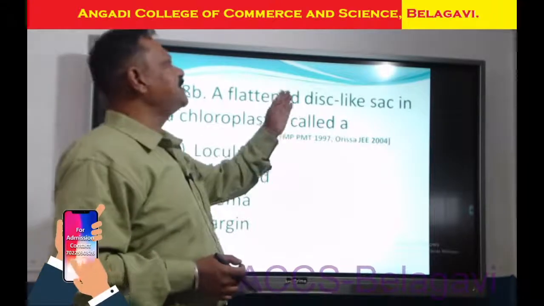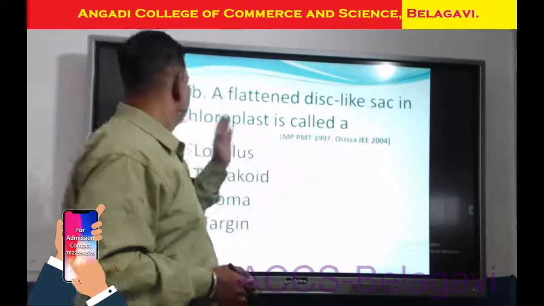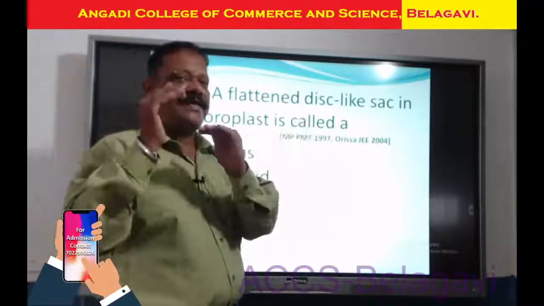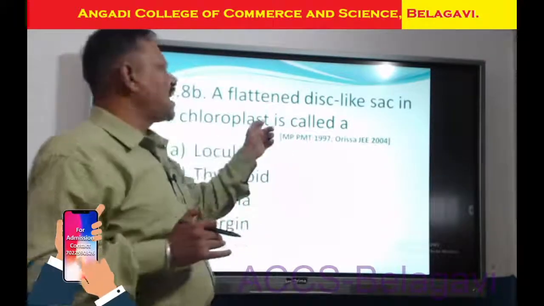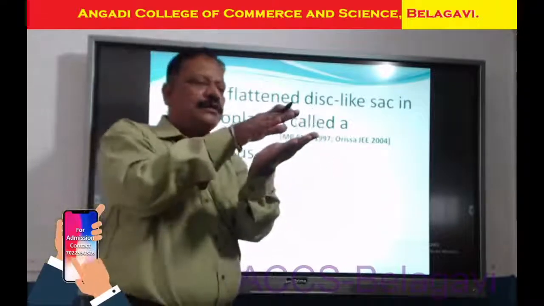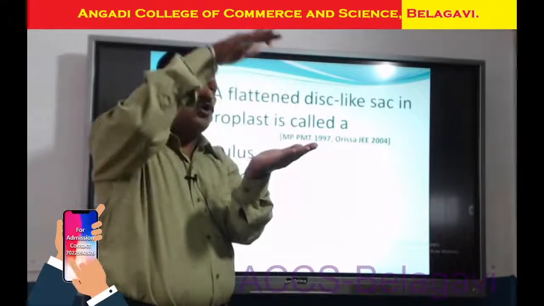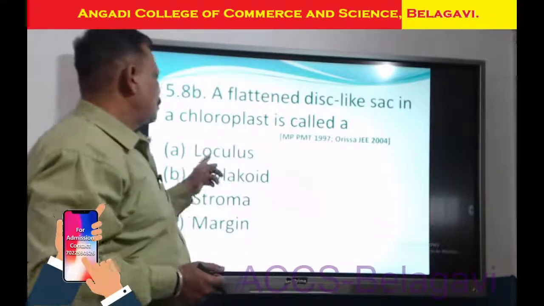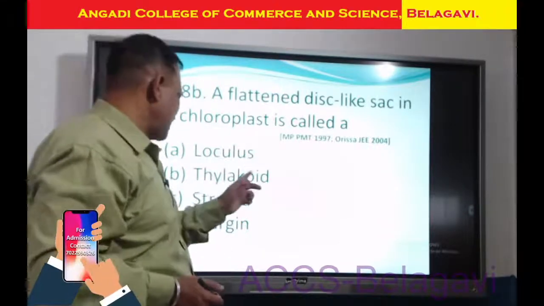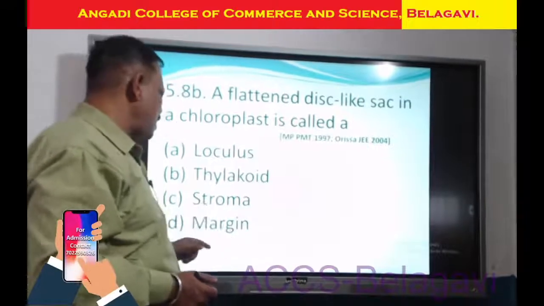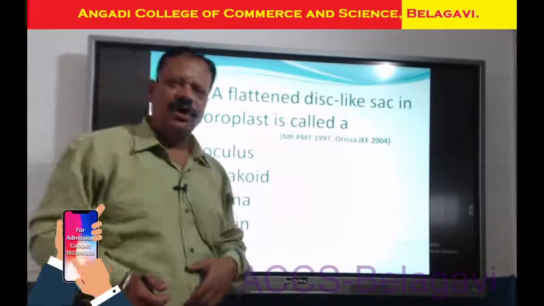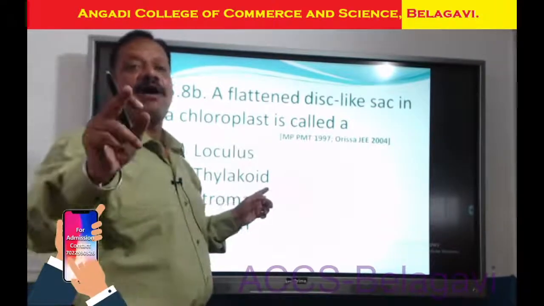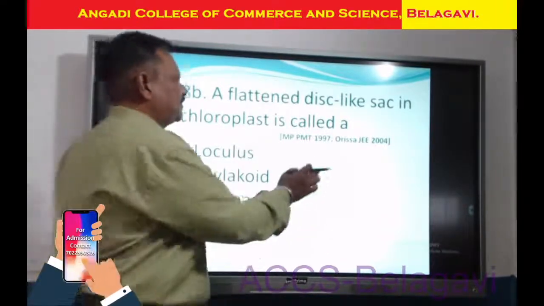A flattened disc-like sac in a chloroplast is called what? I told you the discs are placed one above the other. Go to the options: loculus, thylakoid, stroma, margin. So here the option B, you call it a thylakoid. Okay, next.